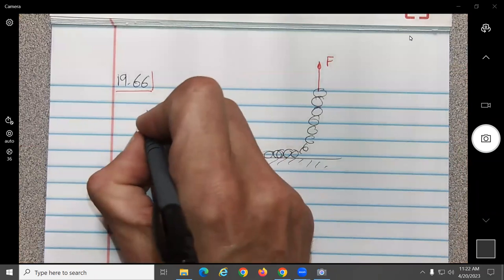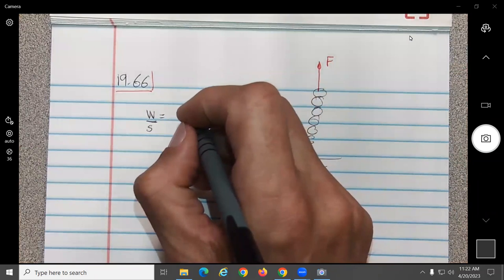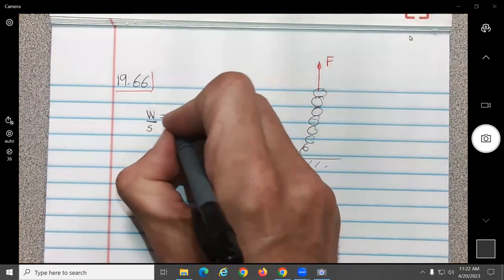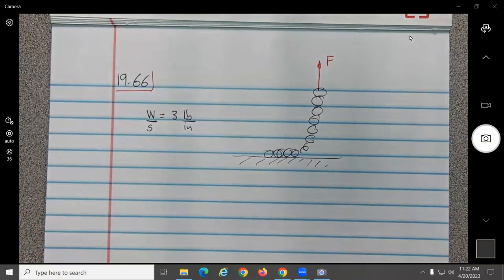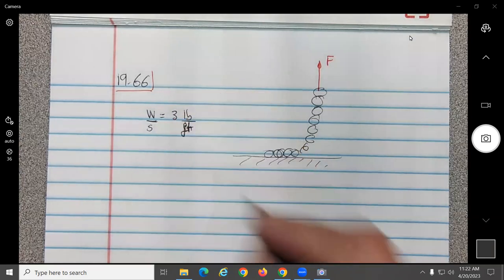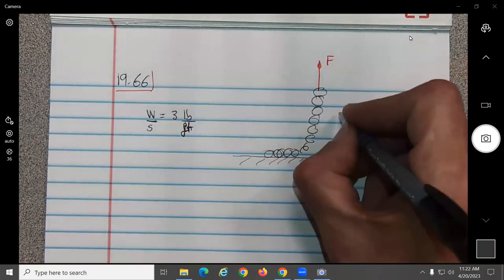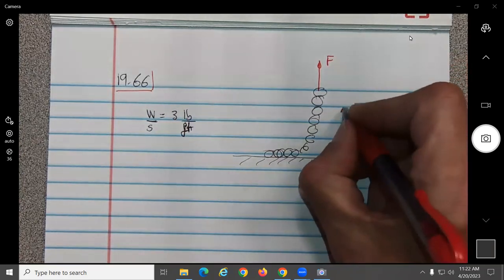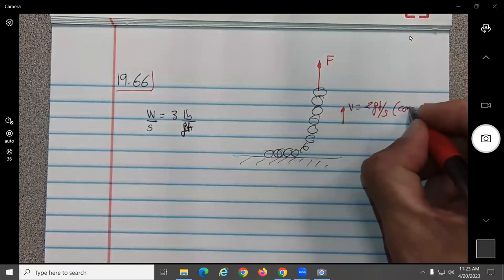The weight per unit length is what? Was it 3? 3 lb per inch, no? Per foot, okay, foot, perfect. That's important as well. Do we know anything else? We know the velocity is constant. V is 2 feet per second, and is constant.